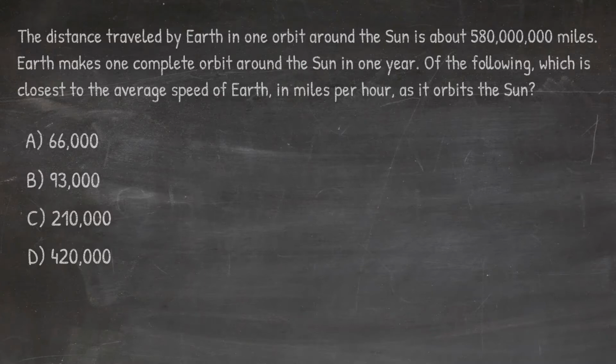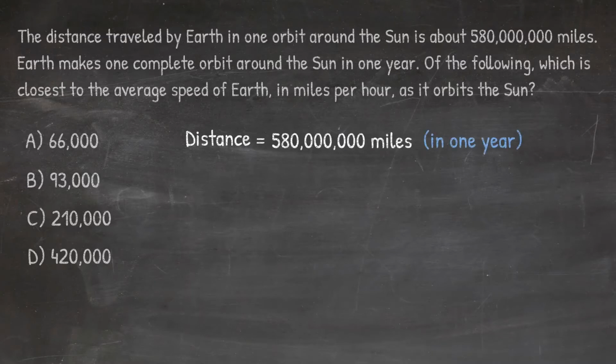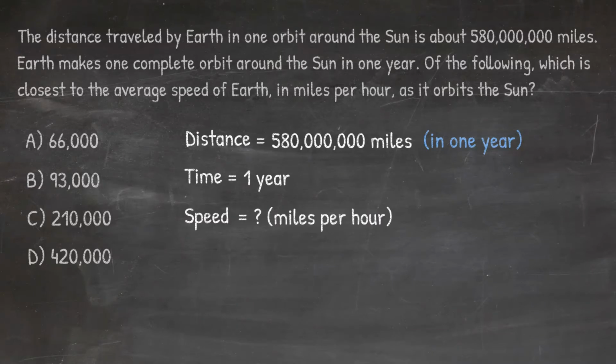We're told that Earth goes around orbit and covers 580 million miles. And in the next sentence, we're told that this trip of 580 million miles takes exactly 1 year. So let's put it down as distance of 580 million miles, and time is 1 year. And the question asks us to find Earth's speed in miles per hour.